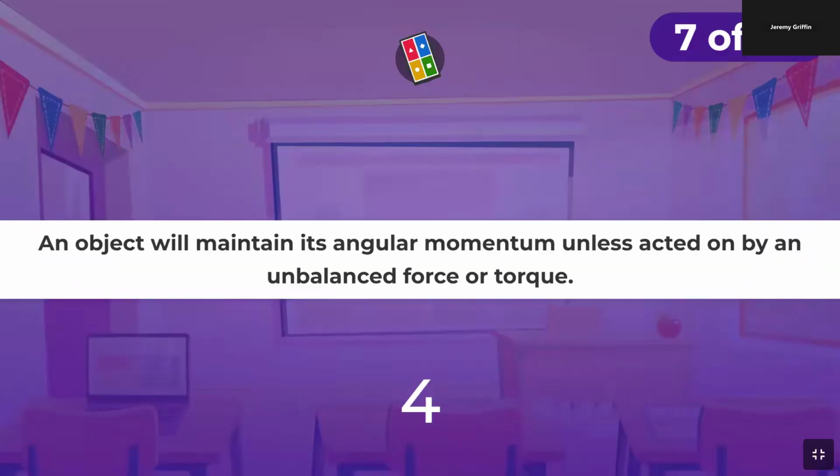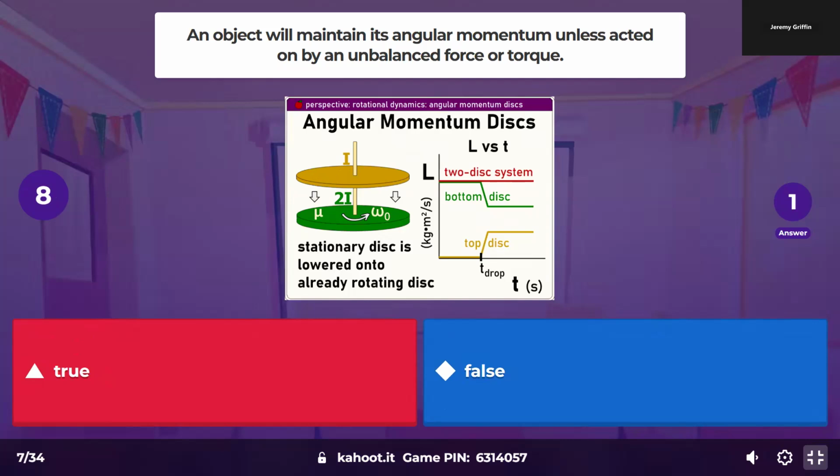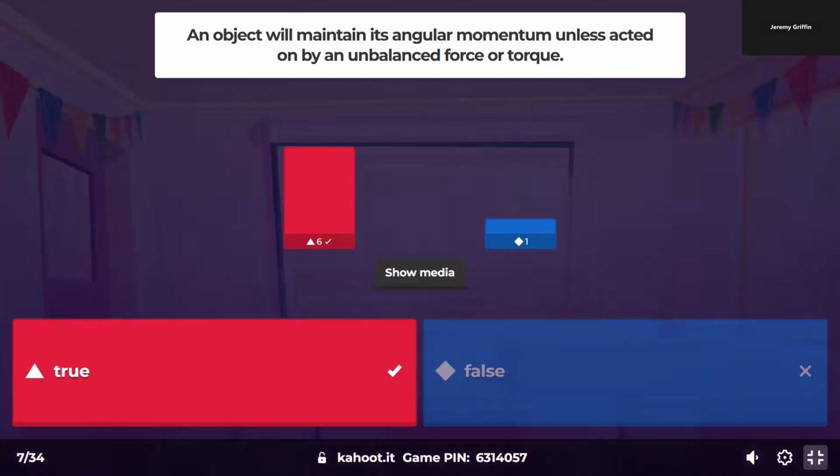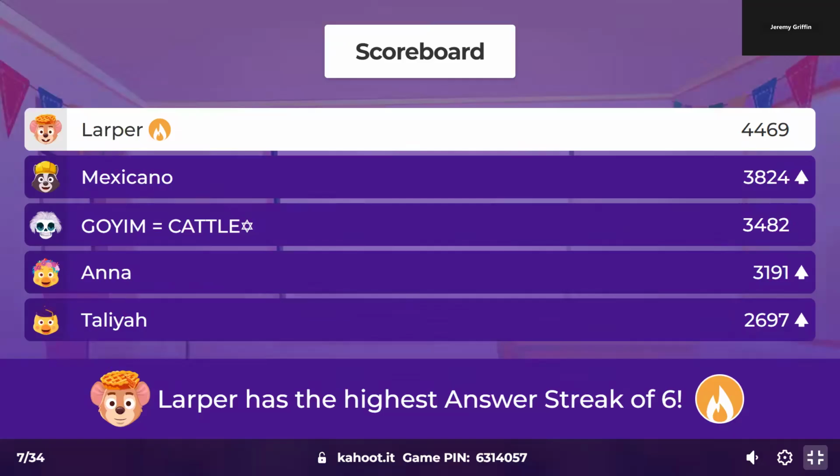An object will maintain its angular momentum unless acted on by an unbalanced force or torque. Yeah, that's also called conservation of angular momentum. Is the Earth spinning one revolution every 24 hours? Will that be true 100 years from now? Yep, because there's basically nothing external slowing it down. True 100 years ago, true 100 years from now. It's just spinning. That's conservation of angular momentum.